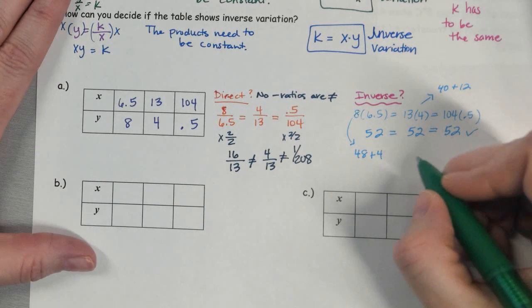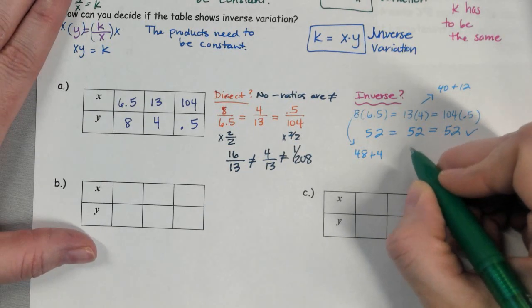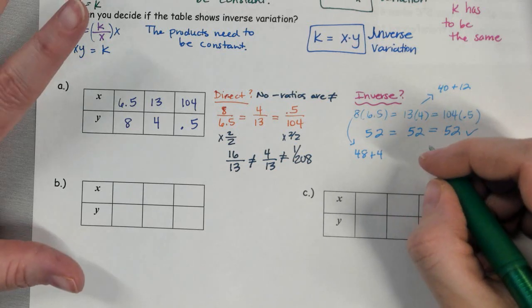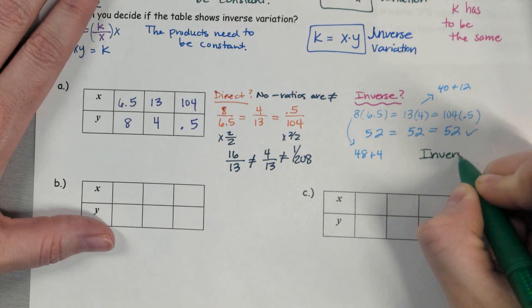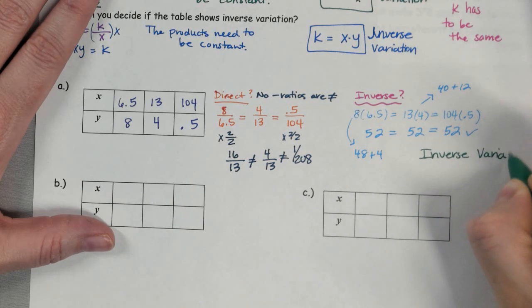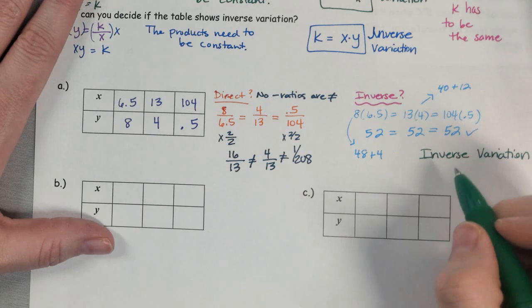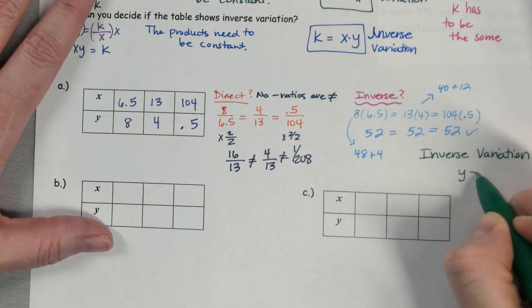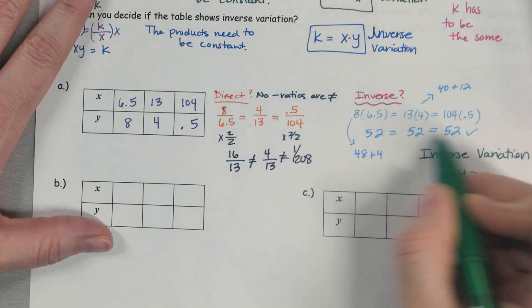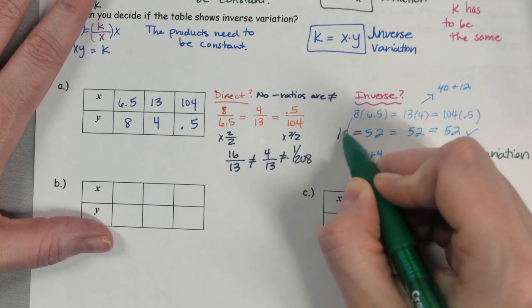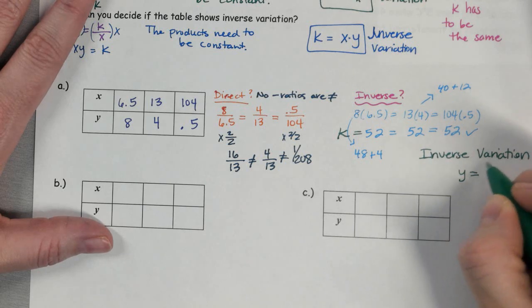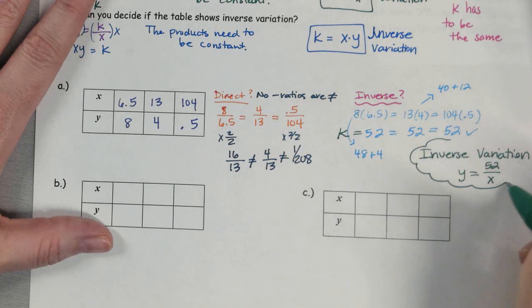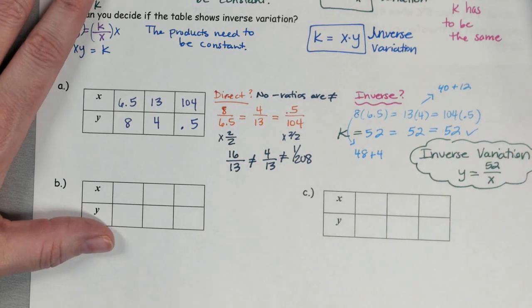And since the product is constant, the data shows inverse variation. Okay, so we're going to say inverse variation. And then we're going to write the equation. So it would be y equals whatever you get here, the constant. Remember, you're finding k. So inverse is y equals k over x. So this would be 52 over x. So I do want you to put the equation in your final answer.